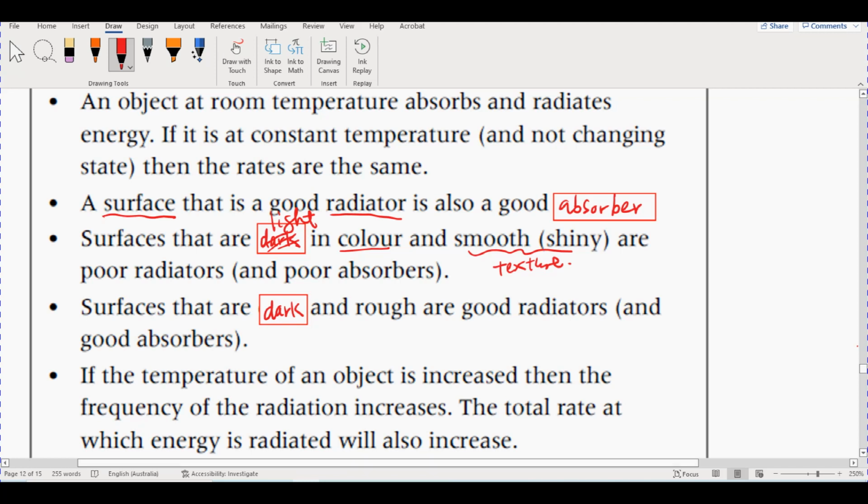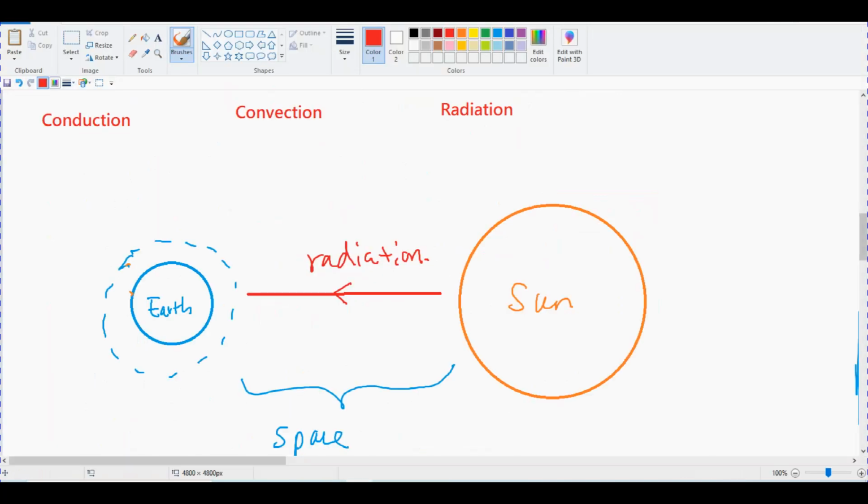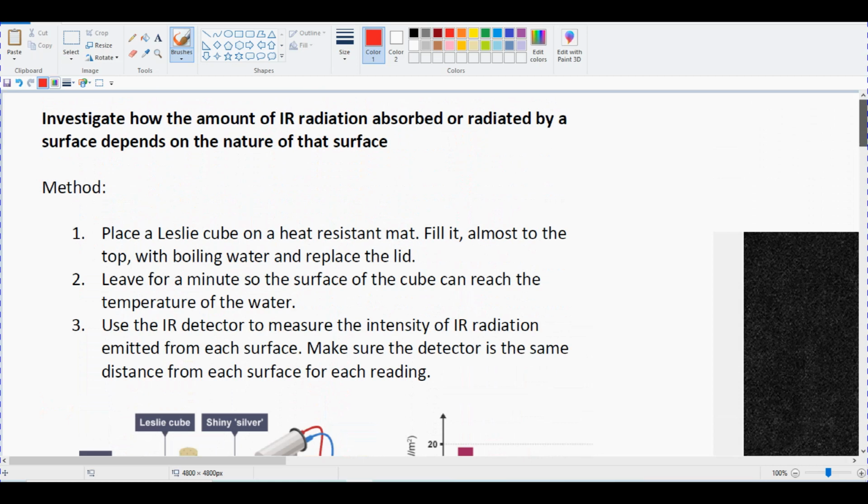Okay, I will give you some illustration because it's really hard to imagine, isn't it? So this is a simple experiment. It's not on the handout, but I think it's very hard to teach you without any objects at hand to show you what's a good radiator and what's a poor radiator. So I show you an experiment.